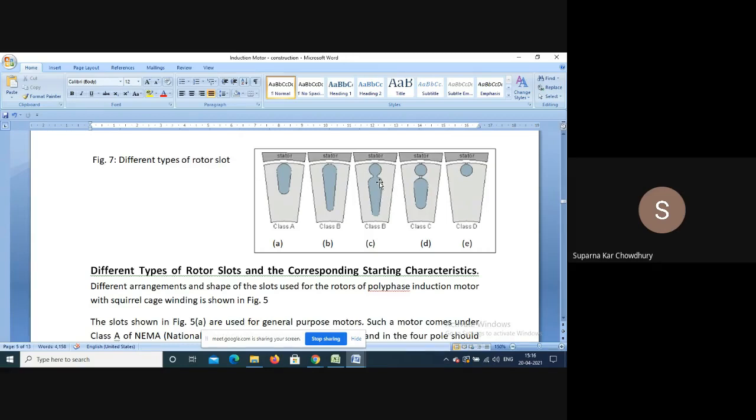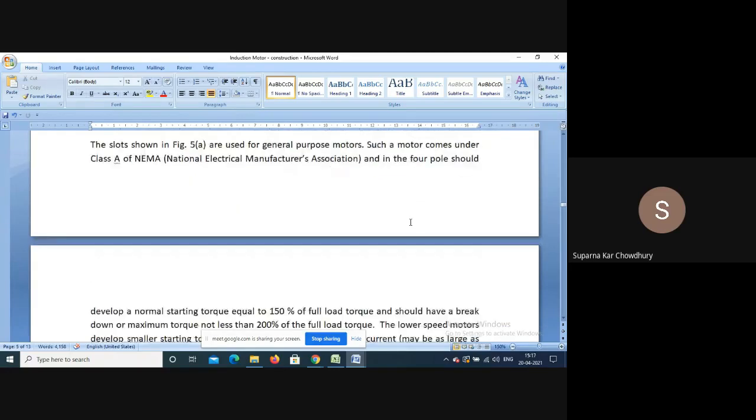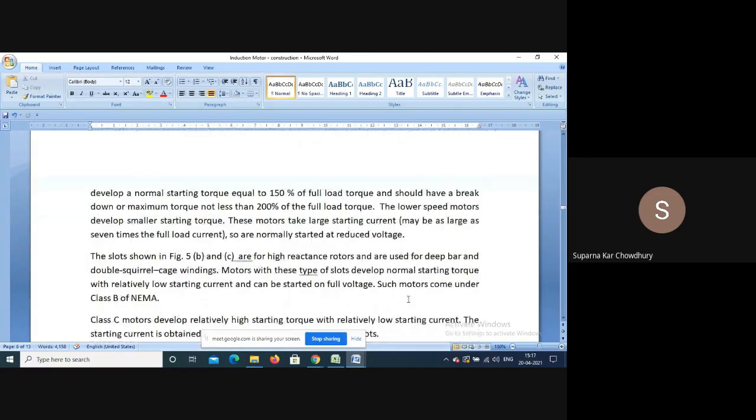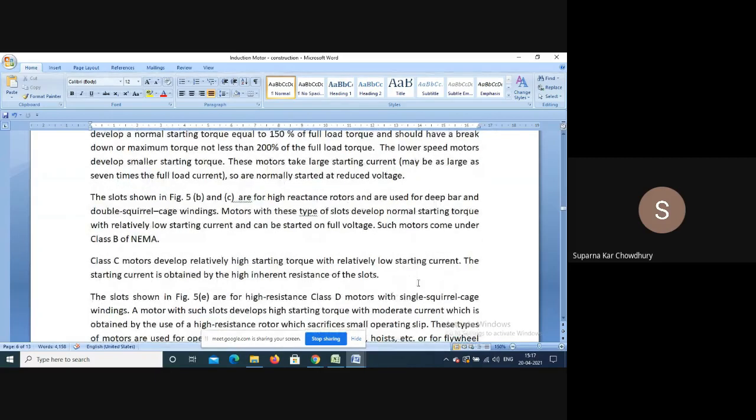Now class C is this structure. This is also a double cage, but there is a constriction in between, so totally separated cages. In this case, we will have a very high resistance at starting. So we will have relatively high starting torque with relatively low starting current. The low starting current is obtained by the high inherent resistance of the slot.